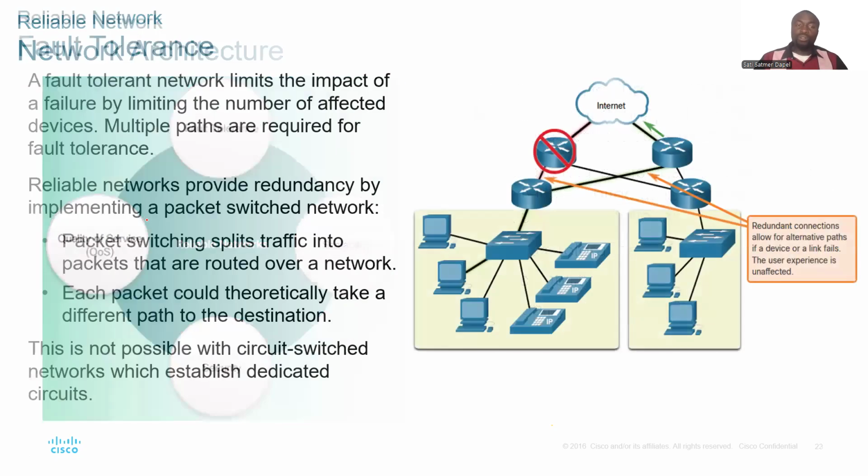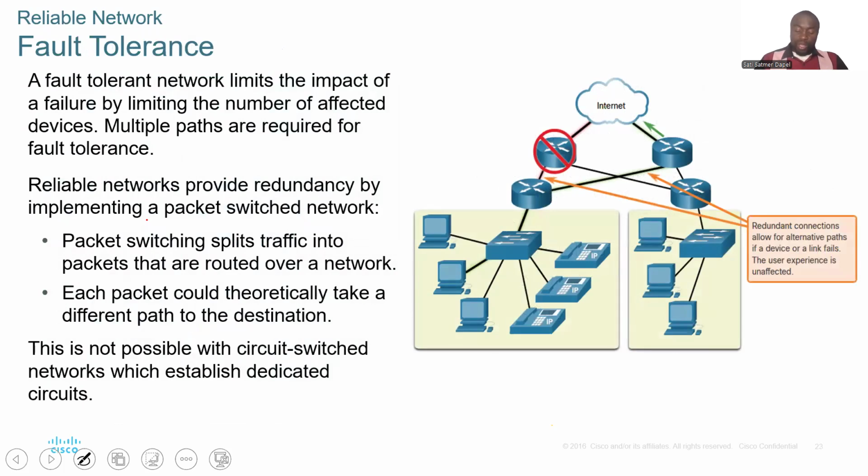Now, we're going to look at each one of these one after the other. When we say a network has fault tolerance, what does it mean? A fault-tolerant network limits the impact of a failure by limiting the number of affected devices. So when you have multiple paths that are required for tolerance, reliable networks provide redundancy by implementing a packet-switched network. Packet switching splits traffic into packets that are routed over a network. So each packet could theoretically take a different path to a destination.